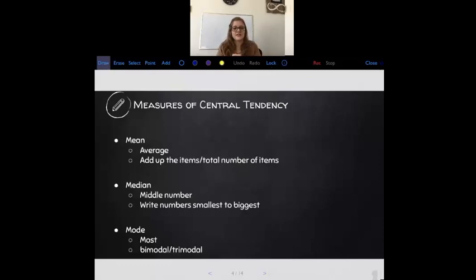You can have data sets that are bimodal. Bi means two, like a bicycle has two wheels. So bimodal means two modes. Trimodal, tricycle has three wheels, tri meaning three, so three modes. One of the ways to remember this is that, in order, this refers to average, middle, and most. So those are some one-word terms that you can use to define these measures of central tendency.